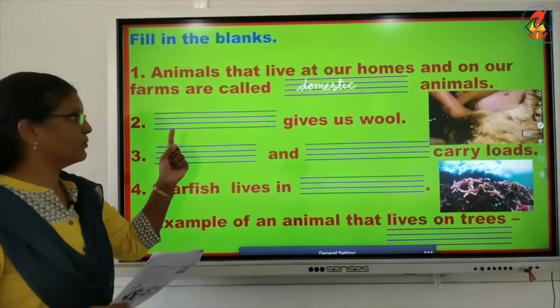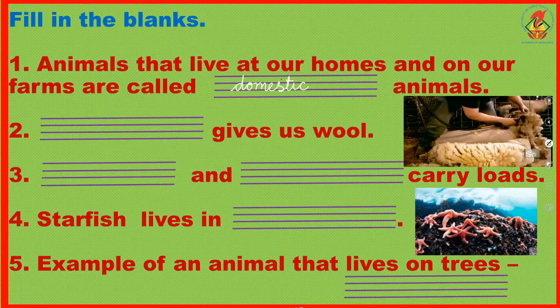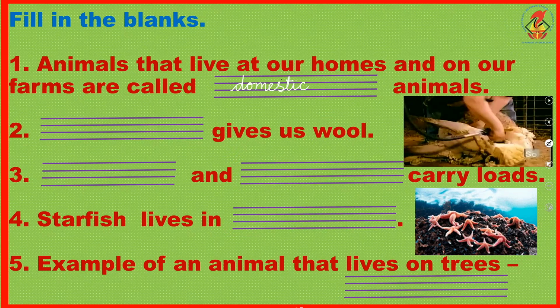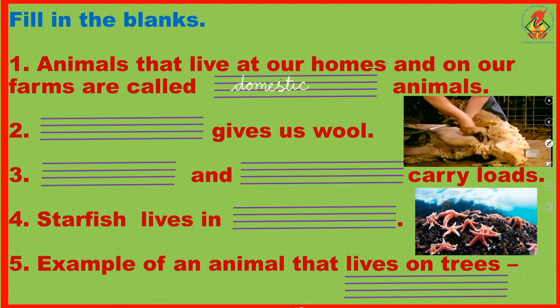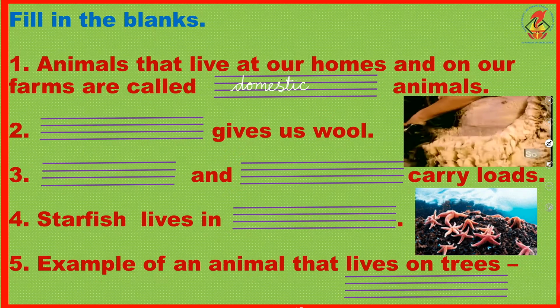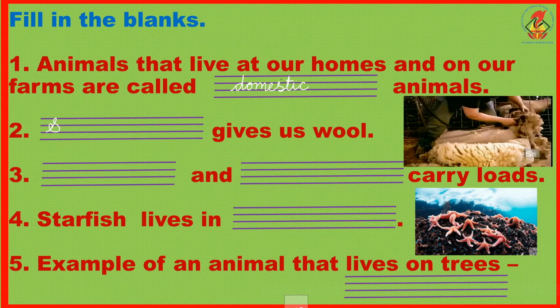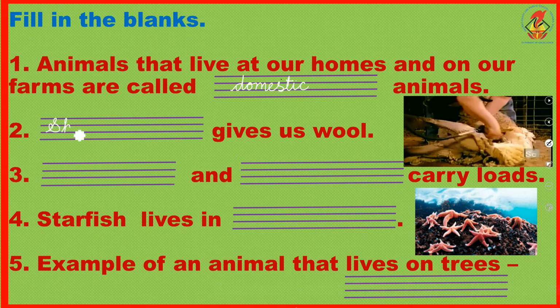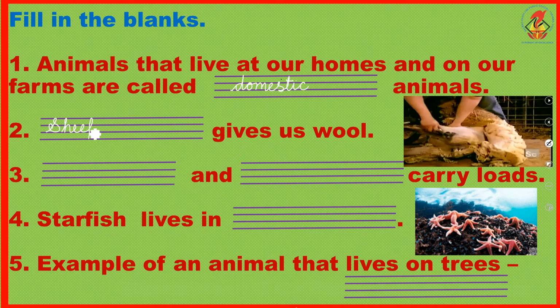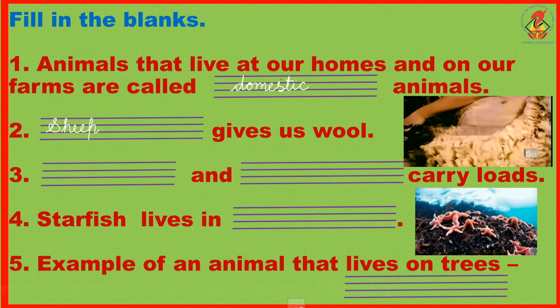Let's see the second one. Dash gives us wool. Who gives us wool? Goat? Nah, it is sheep, right? Let's write sheep. You are going to write it as a capital S because it is the starting of the sentence. S-H-E-E-P. Sheep gives us wool.